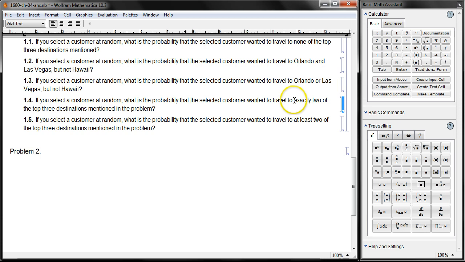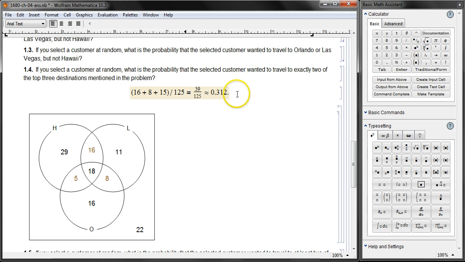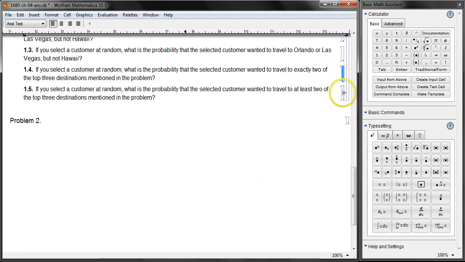Next, what's the difference between exactly 2 versus at least 2? Here's the illustration. Exactly 2. These 16 people listed Hawaii and Las Vegas, 2 locations out of these top destinations, but not all 3. This number 5 corresponds to Hawaii and Orlando, only those 2. This 8 corresponds to Orlando and Las Vegas, only those 2. So adding up these brown numbers and dividing by a total of 125, we get the probability. That's for exactly 2.